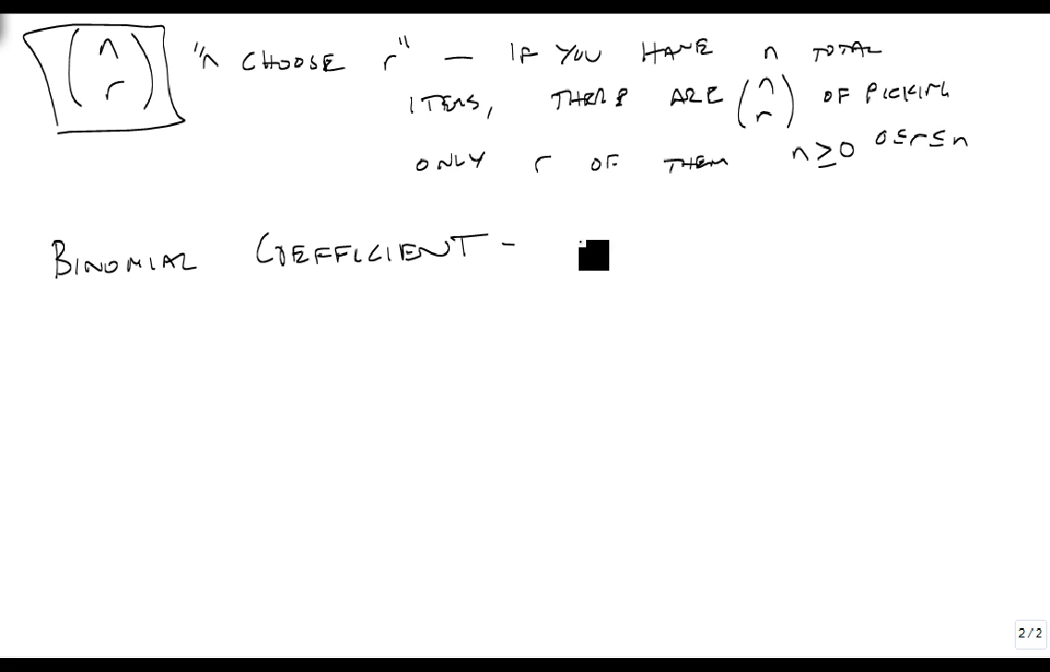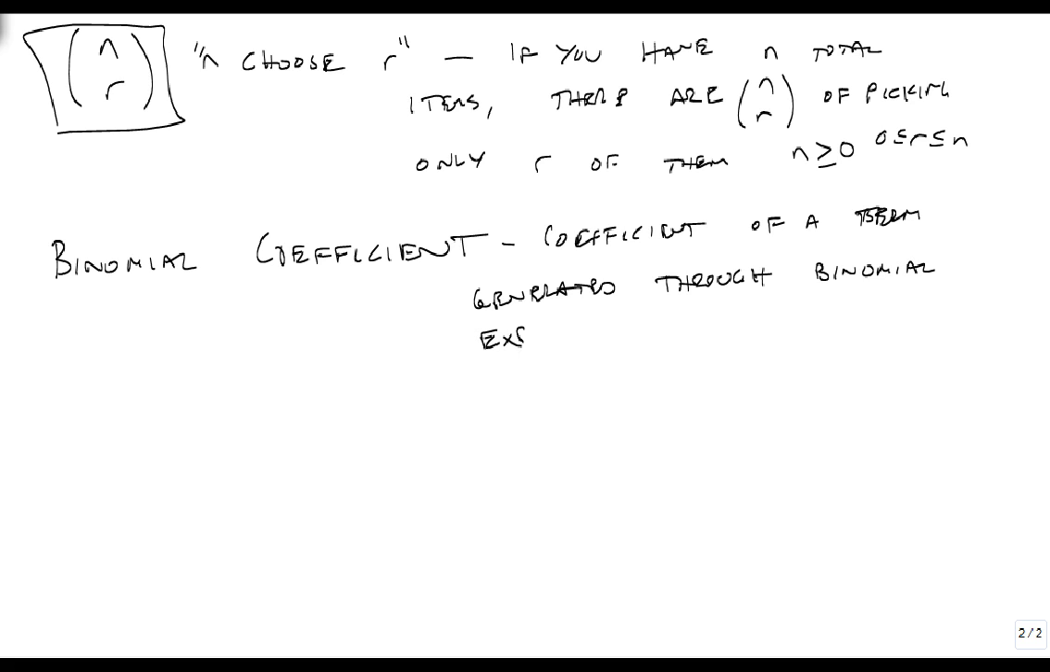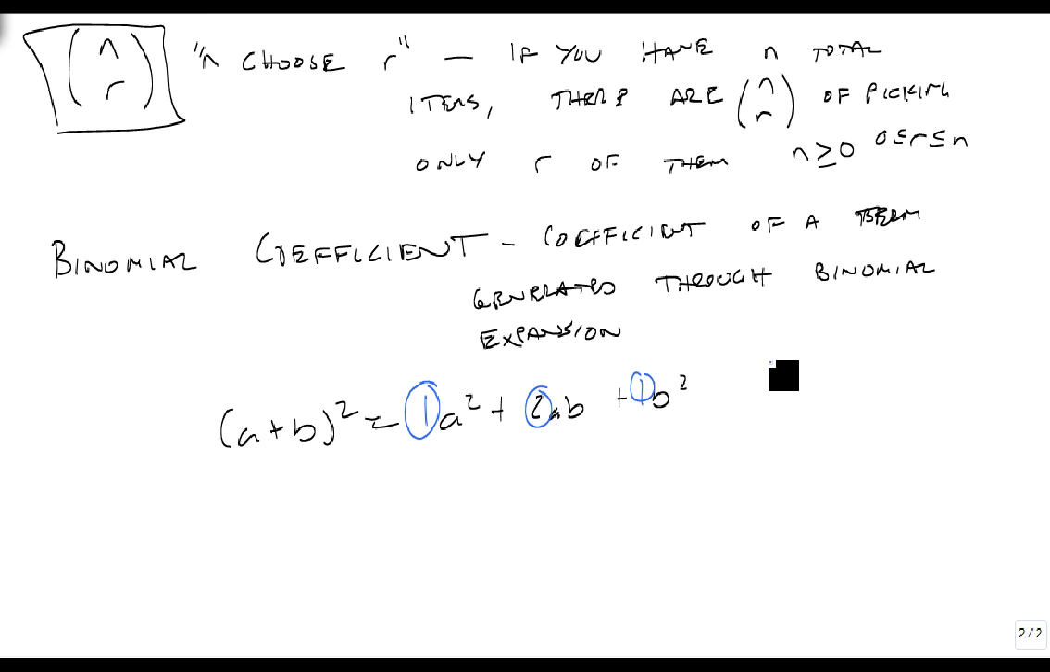And the binomial coefficient is simply the coefficient of a term generated through binomial expansion. And so just to illustrate the point, back to our (a + b)^2 is equal to a^2 + 2ab + b^2. There's hidden ones here, and so the binomial coefficients here are 1, 2, 1. These are what we would call the binomial coefficients. And so those are the definitions that you're going to need to know.